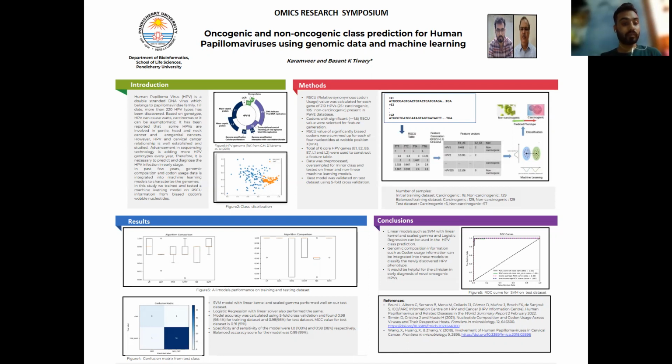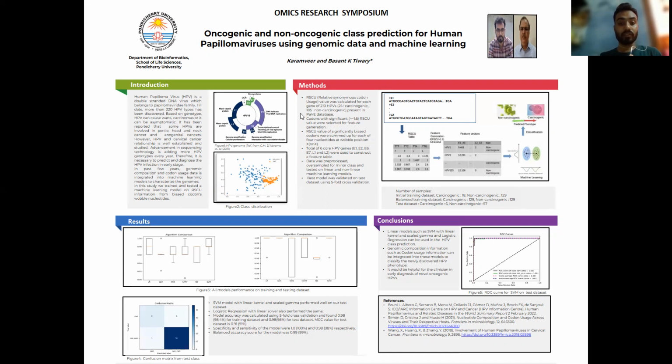So in the past few years, genomic data and codon usage information have been used with machine learning models to annotate genomes. Here what we have done is we have used RSCU information to classify these two classes. So you can see this is the non-carcinogenic and this is the carcinogenic class.